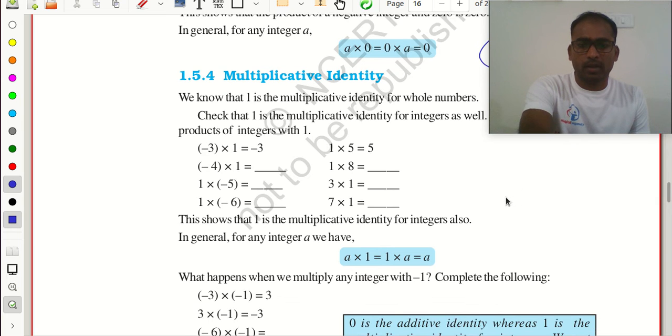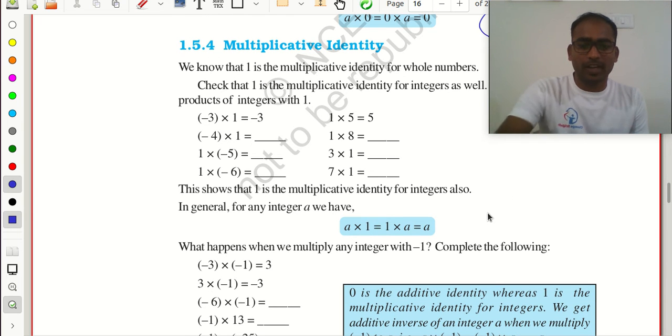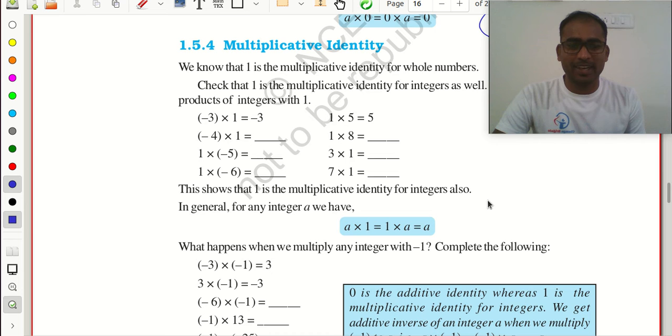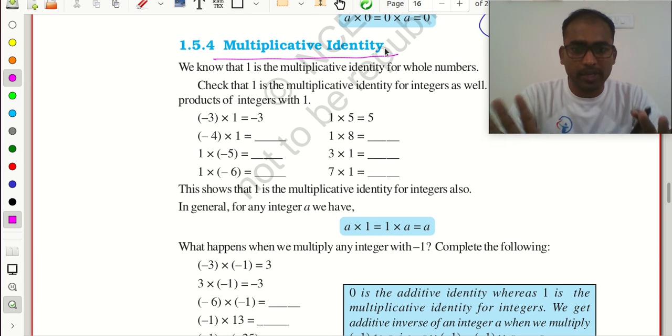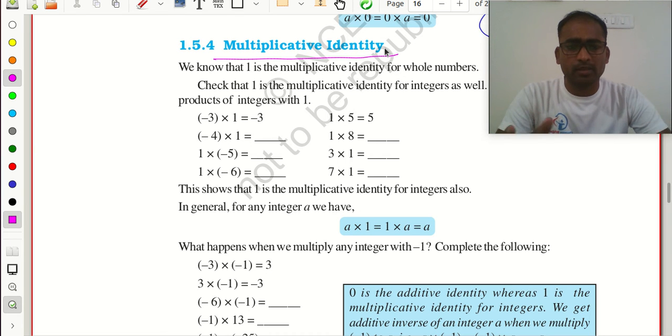Then next, yesterday Kirtana told, na, sir, multiplicative identity. Yesterday Kirtana told. So what is a multiplicative identity? First we will understand the meaning of what a multiplicative identity is. Multiplicative identity is nothing but when I multiply any number or any integer with 1, I will get that integer only.